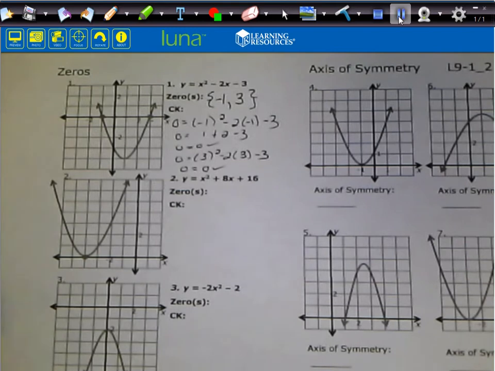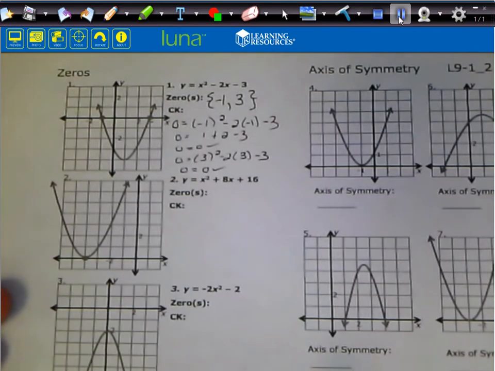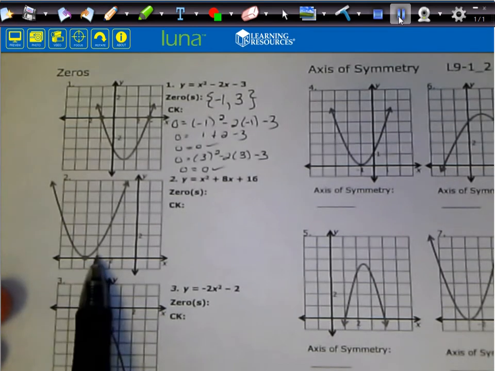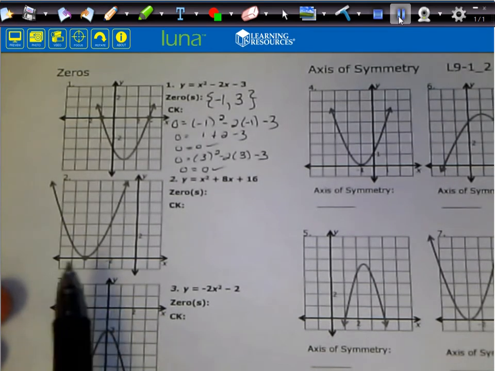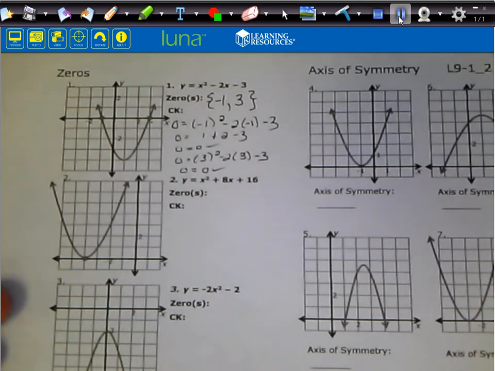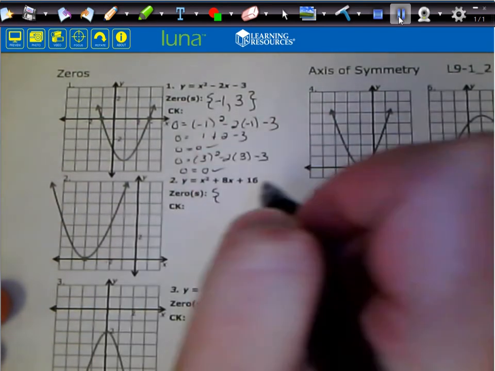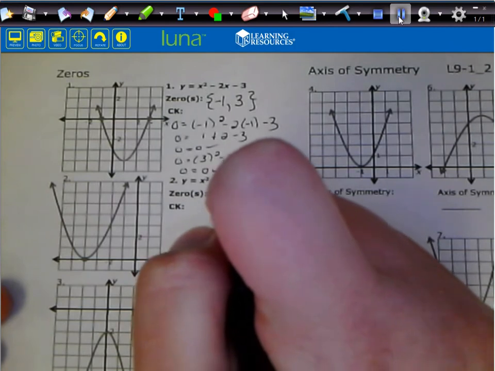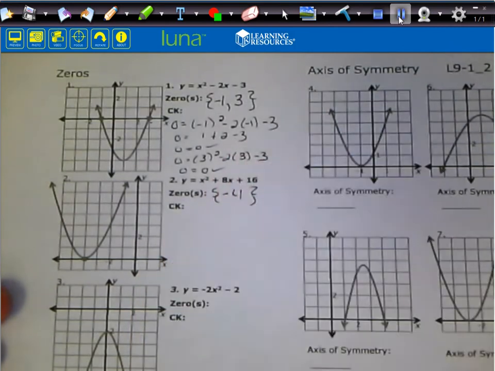Alright, now we're going to look at number 2, and again we're looking for the zeros, or where it crosses the x-axis, or the x-intercepts. Right here it crosses, and it only crosses in one place. So that's going to be -1, -2, -3, -4. So my zeros, again I need my braces. Now I'm only going to have one number this time, and it's going to be -4. So -4 is my zero.